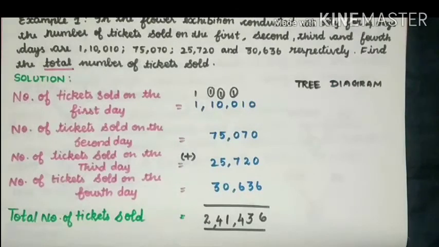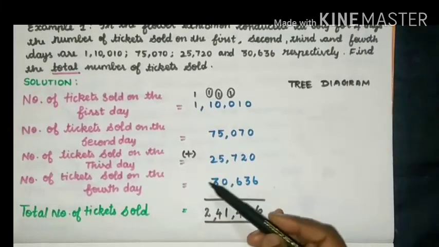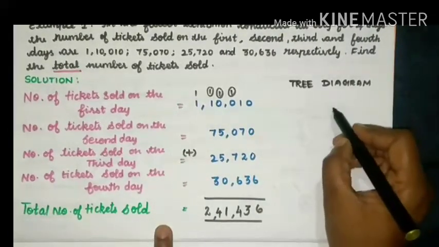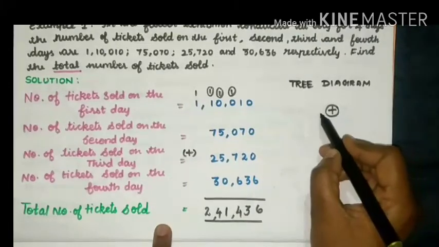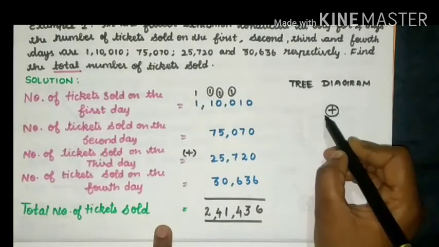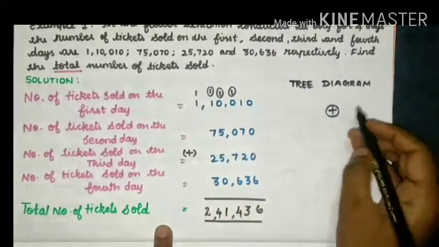Students, for your better understanding, now let's see how to convert this numerical statement into a tree diagram. And the total number of tickets sold, what we have to do? Yes, we have to add the number of tickets. So, we have to use addition operation here. Then we have to add the number of tickets sold on the first, second, third and fourth day.